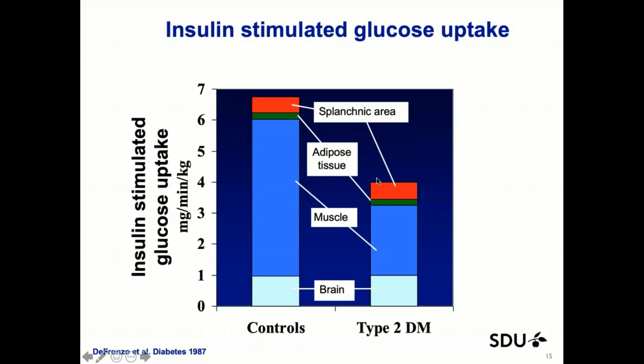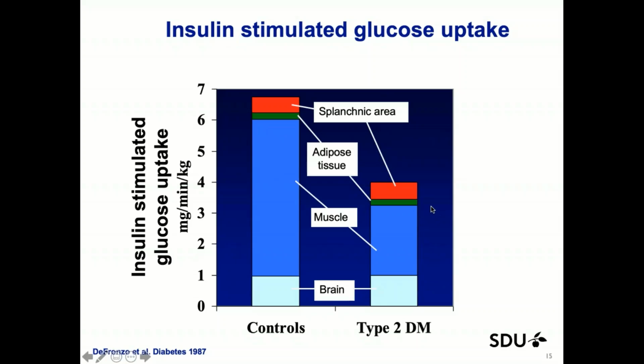We study muscle, particularly in my group back in Odense, and the reason why we study muscle is actually beautifully shown in this picture. This is again from DeFronzo from '87, who clamped individuals with type 2 diabetes, and we also have healthy control individuals. What we see here, if we start with the control individuals, is that relatively speaking, 80% of the insulin-stimulated glucose uptake occurs in the muscle.